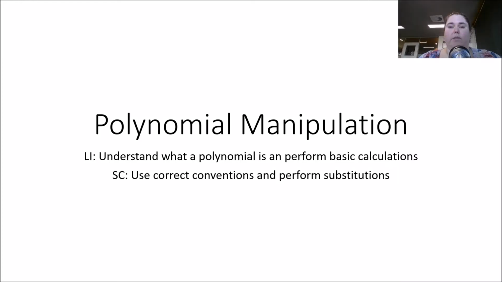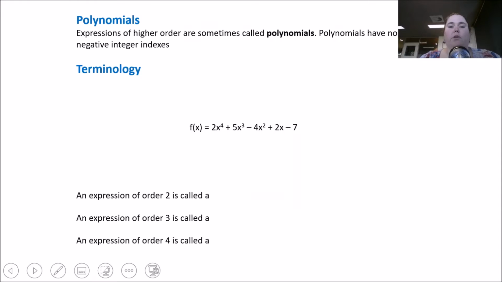Polynomials is the next topic, so that's just another word that we're going to learn. A polynomial just means any function that has only positive indices. Here we can see I have 4, 3, 2, that's technically 1 and 0. So they're all positive indices. So this is a polynomial.